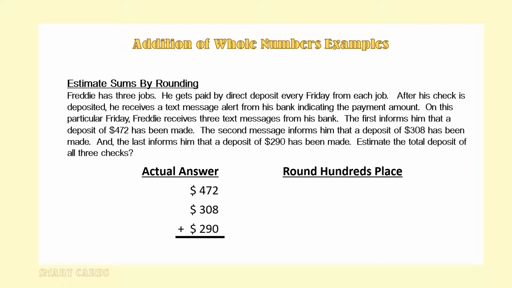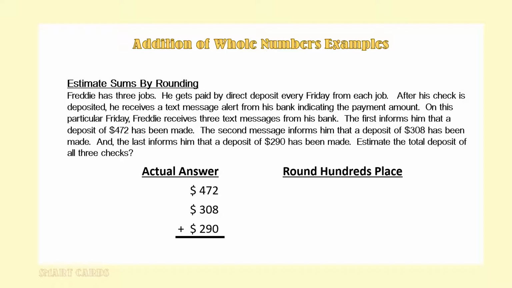Estimating sums by rounding. We estimate sums by rounding when we don't have access to pencil and paper or a calculator to find out the exact answer. Freddie has 3 jobs. He gets paid by direct deposit every Friday from each job. After his check is deposited, he receives a text message alert from his bank indicating the payment amount. On this particular Friday, Freddie receives 3 text messages from his bank.